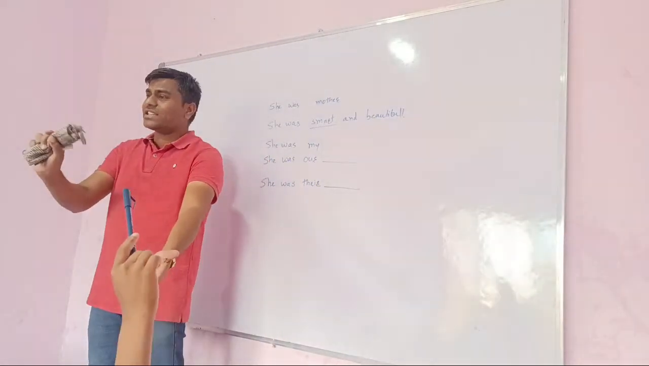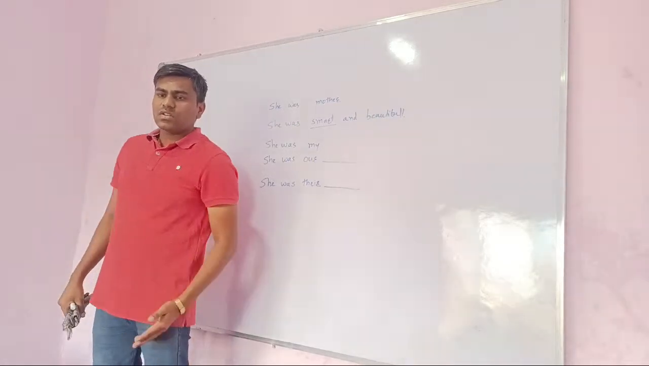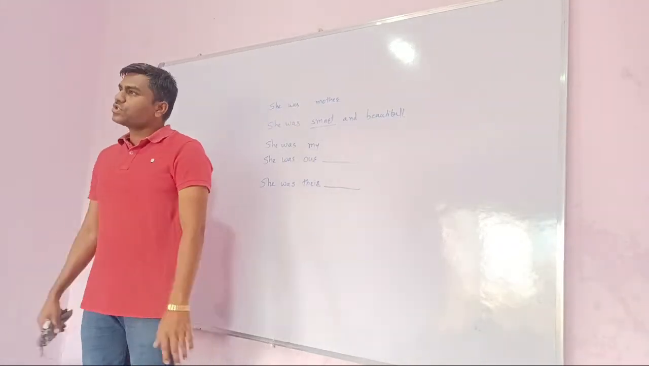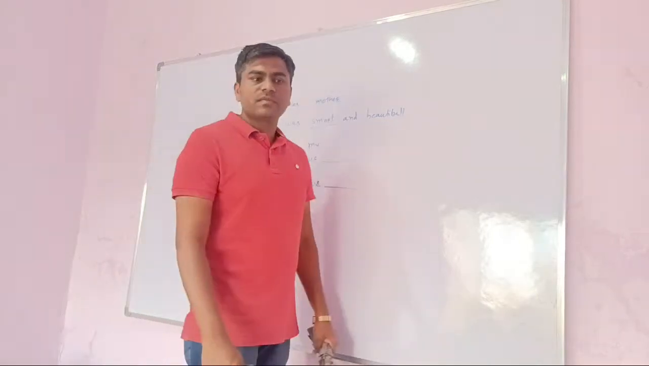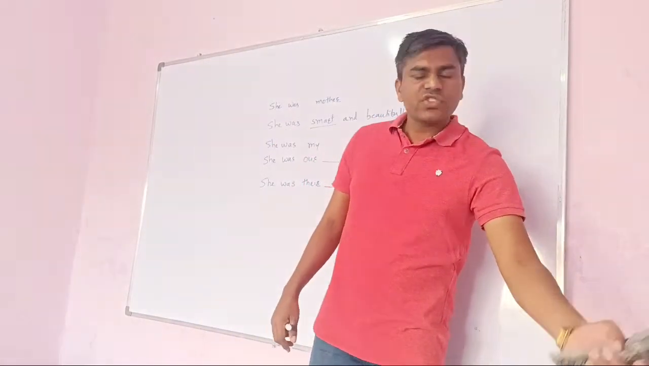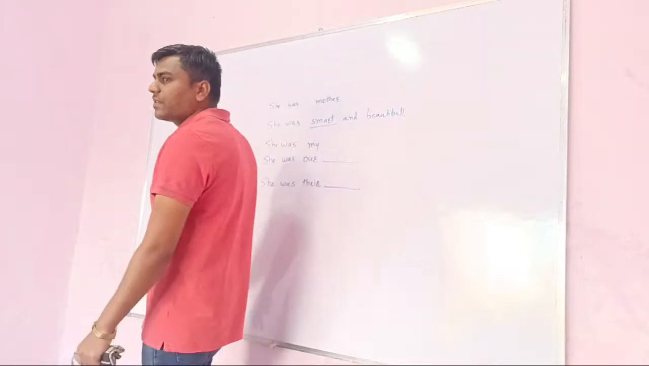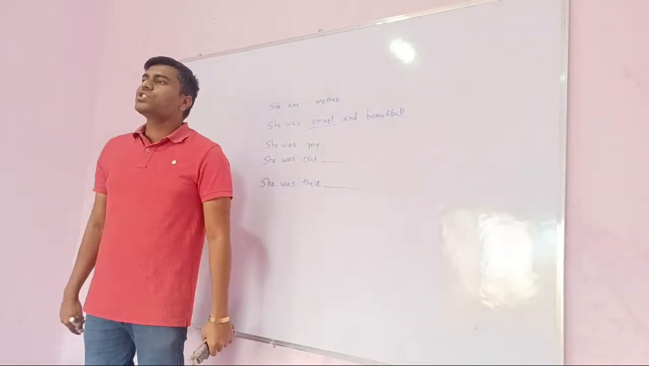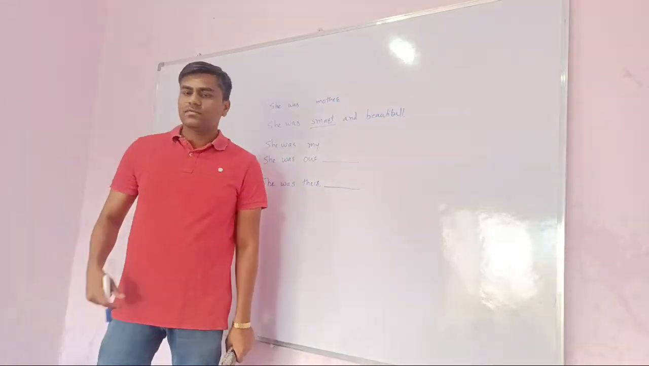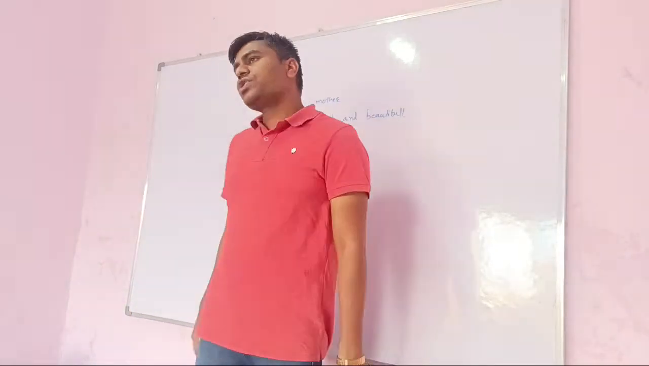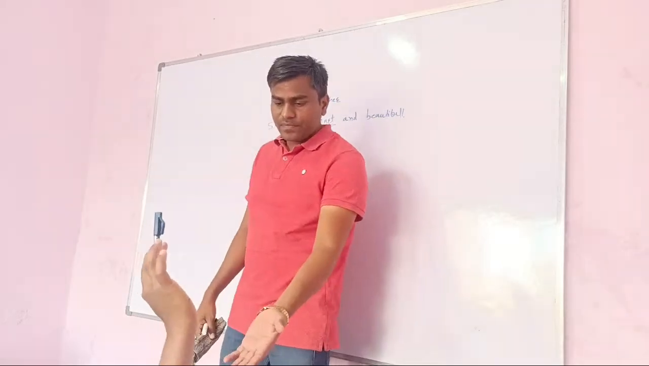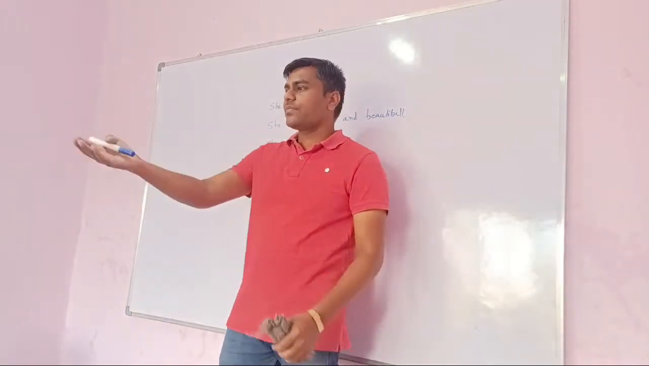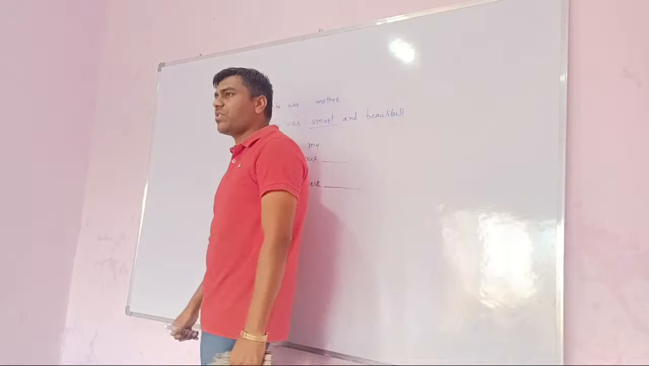Write the sentences. She was their enemy. She was their police. Next. She was their IPS officer. Next. She was their DCP. Next. She was their innkeeper. She was their painter. She was their sister.